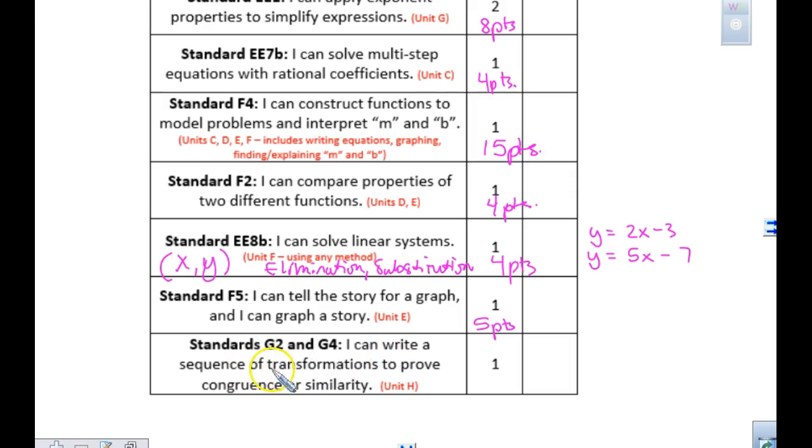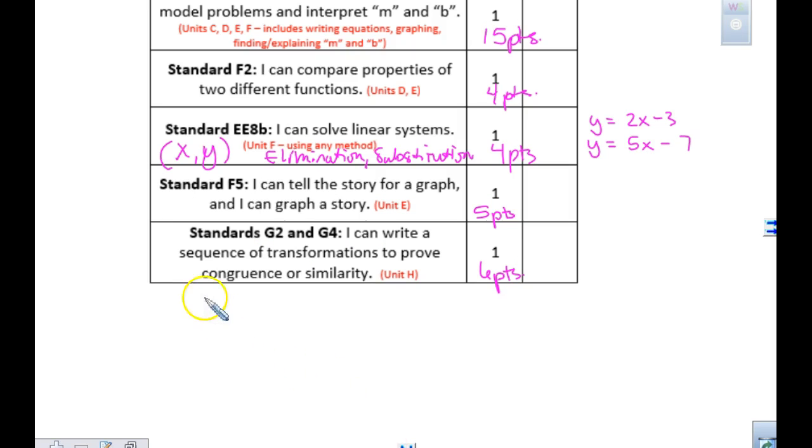And then the last one is I can write a sequence of transformations to prove that it is congruent. Like our last test, test H that we did, this will be 6 points. This part will be when you are telling me if it's congruent or similar. You're going to say the triangle was either congruent to the other triangle, or you're going to tell me that it was similar. So make sure you know the difference. Similar is when we have the size change.